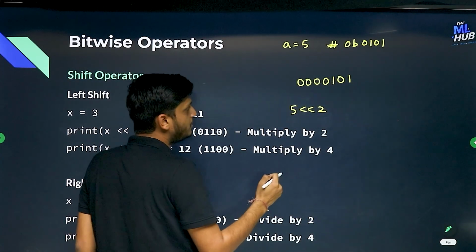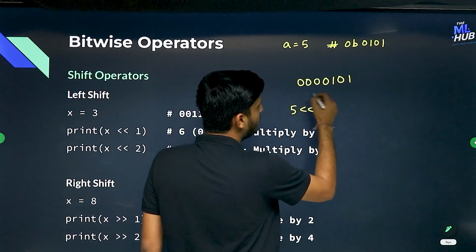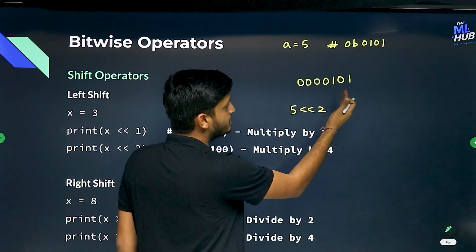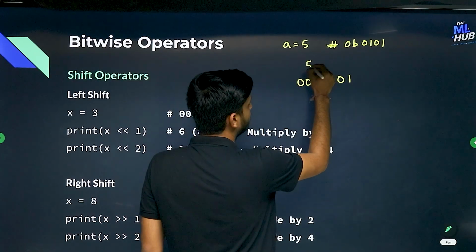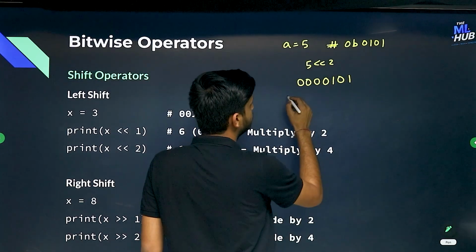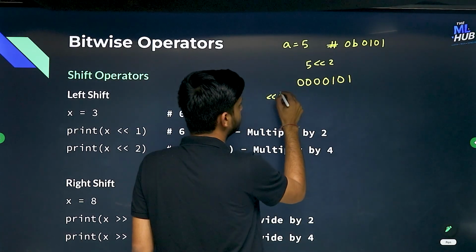So how does it work? It will just shift the binary of this number by 2 digits to the left. We have to shift it by 2 times, so let us shift it by 1 time first.